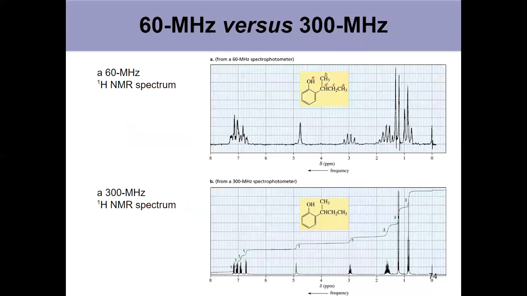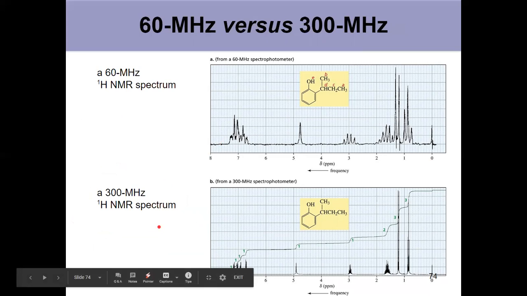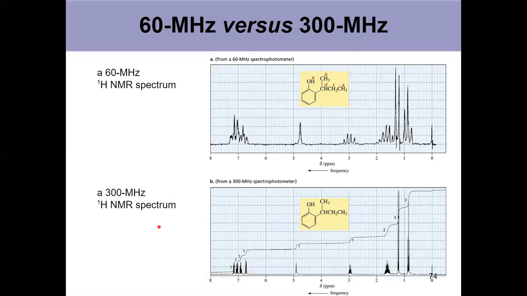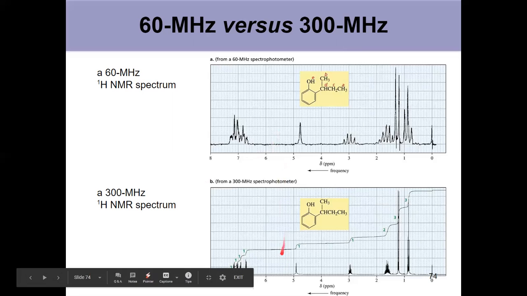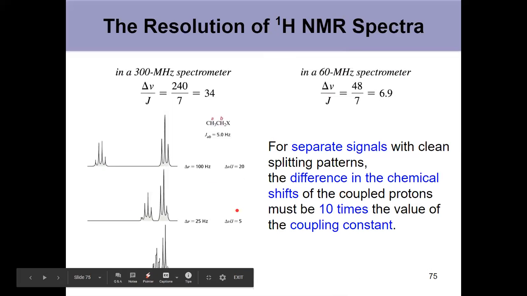So we finish with a quick discussion on the instruments themselves. If you're trying to get a really clean splitting pattern, the difference in the chemical shifts of coupled protons has to be at least 10 times the value of J. Otherwise, your peaks are going to start to run on top of one another. And that's where higher resolution instruments come into play. But of course, they're more expensive. That's the challenge. But you can see how much cleaner these get comparing 60 versus 300.